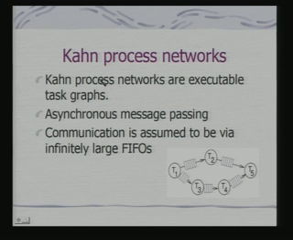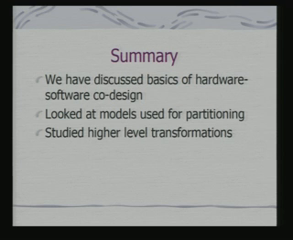Associated with this are Kahn process networks. Kahn process networks are executable task graphs, and you have asynchronous message passing here. Communication is assumed to be via infinitely large FIFOs. That means the synchronization is taken care of through these FIFOs. These are all abstract models which are used. In fact, the Kahn process network is an abstract model which is also used for partitioning tasks. But in today's discussions we have concentrated primarily on the task graph and transformations with respect to the task graphs. Process networks and Kahn process networks are other alternative models.